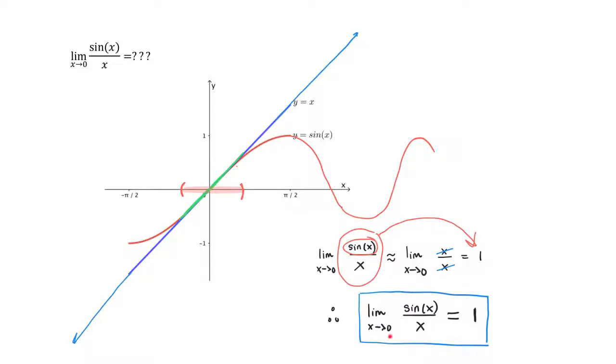The limit as x approaches 0. Please note that x has to be approaching 0 because it is only around 0 that the line is pretty much identical to the sinusoid. It's in a very small neighborhood around 0. So around 0, the limit of sine x over x is equal to 1.